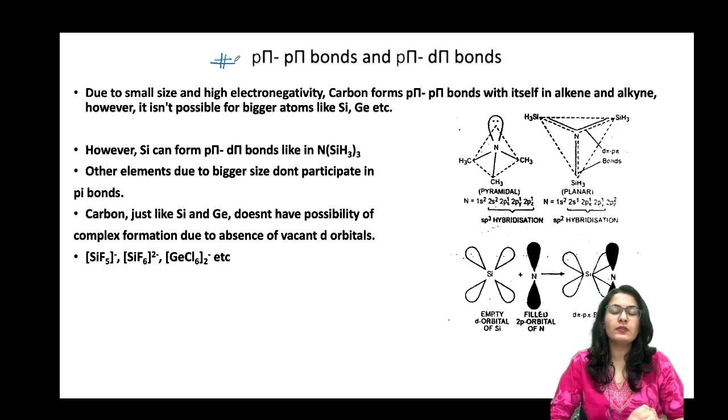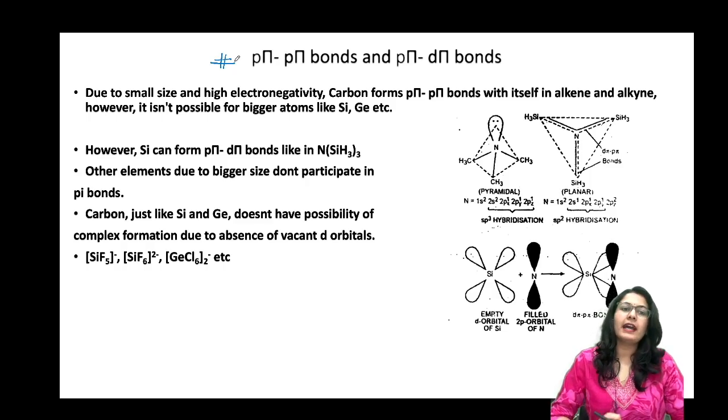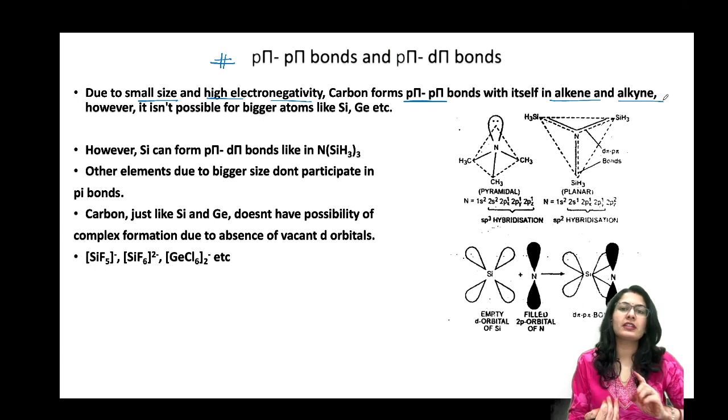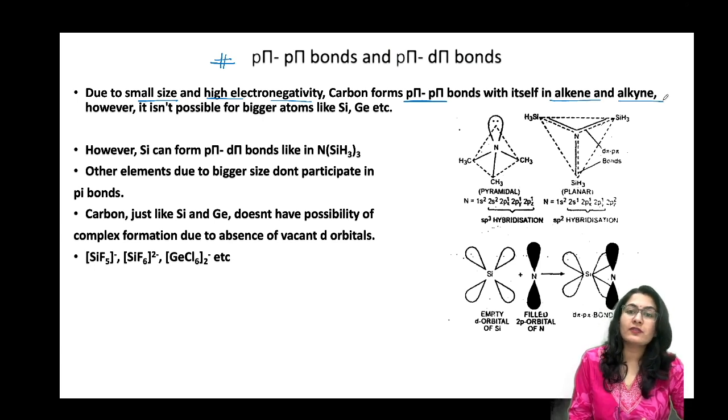So we are going to see what kind of bonding they do, and directly jump onto the silicates and the silicones. Okay, those are some important things we discuss in group 14 here. Now, due to small size and high electronegativity, carbon forms the p-pi bonds with itself in alkene and alkyne. This we have discussed in chemical bonding as well, and periodicity also.